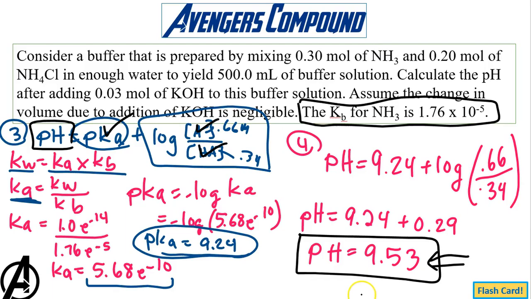So of course, this is a way faster way to get to pH versus having to do multiple upon multiple rice tables like we saw before, folks.